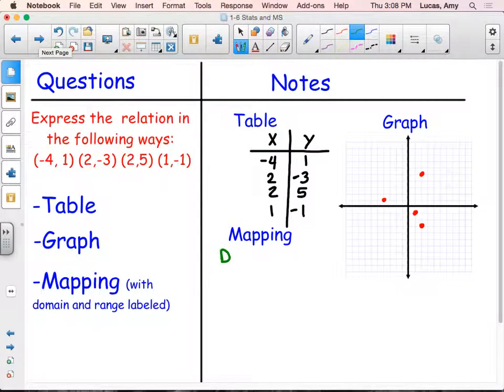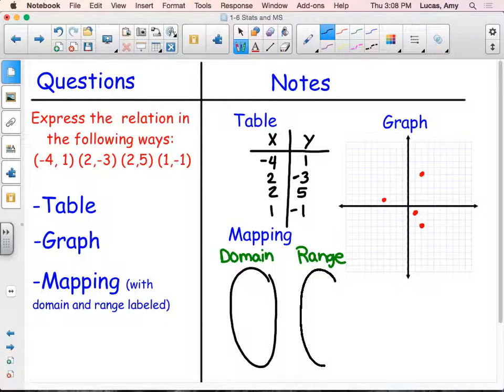So I'm going to put my domain on the left, my range on the right, and this is what a mapping looks like. You have an oval for the domain and an oval for the range. Now, as you fill in the numbers, my first ordered pair, I've got 4, -4, 1.